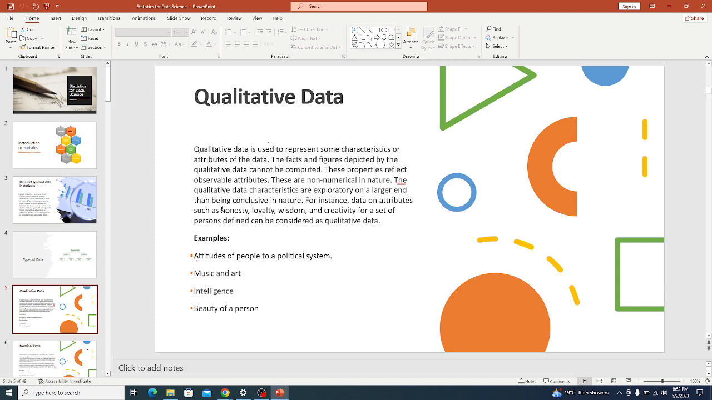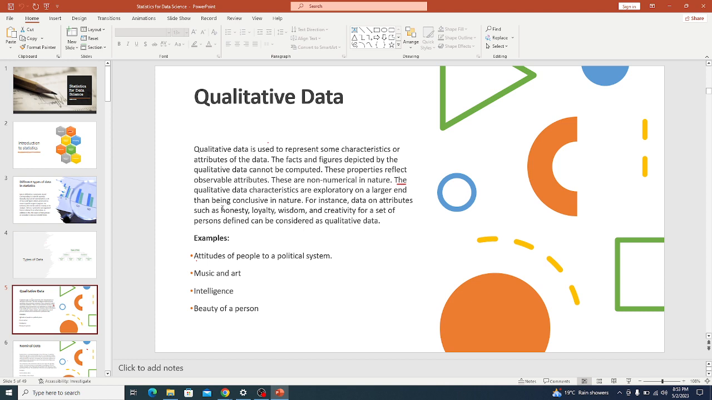Okay, so let's start and get to understand. Make sure you pay attention and ask questions where you don't understand, so that we may move together. I want us to finish the qualitative data in the next few minutes before we proceed to a short break. So qualitative data is used to represent characteristics or attributes of a specific data or of a data set.